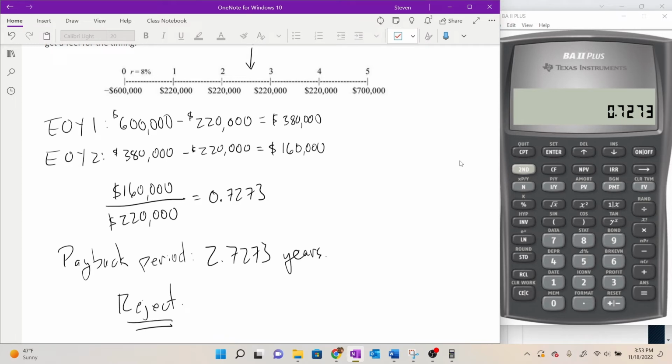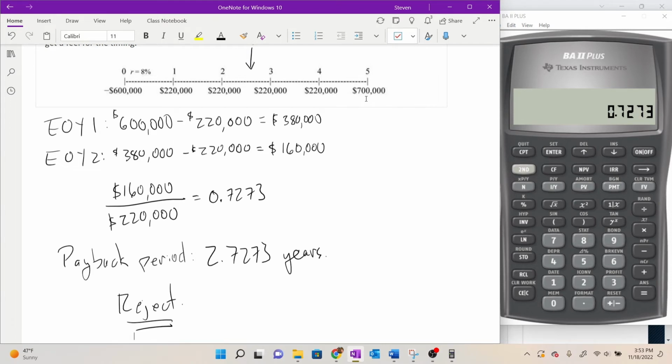Now, it's worth exploring, though, the payback rule with this particular example, because I think if we just look at the timeline, if we're spending $600,000, we get 4 years worth of income at $220,000 each. All right, so that's what, $880,000 if we were just going to add them up, not adding any compound interest or anything like that. And then we get an additional $700,000 after that. So it's highly unlikely that this is a project that we would want to reject.